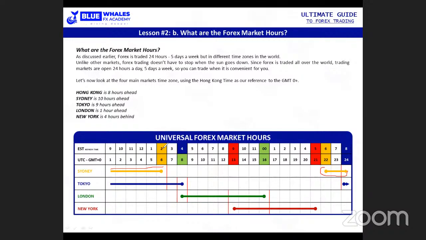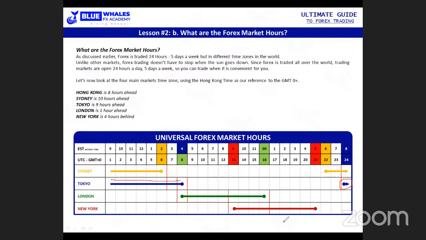That's 2 o'clock Hong Kong time. You understand? So this will be running just like that, 2 p.m. Hong Kong time. Then the Tokyo market will also open at 12 o'clock, that's 00:00 GMT. This market will open and run all the way to 0800 GMT. So this is how this market also works.